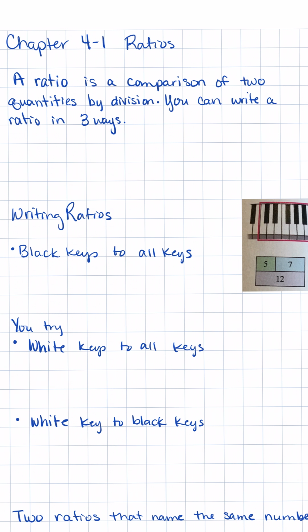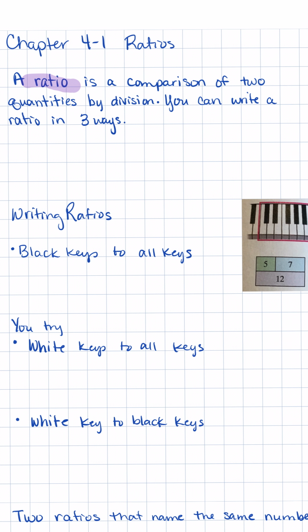Hello class, today we're looking at chapter 4-1, ratios. So we are going to take a look at writing ratios and comparing them to quantities. A ratio is a comparison of two quantities by division. You can write a ratio three different ways.